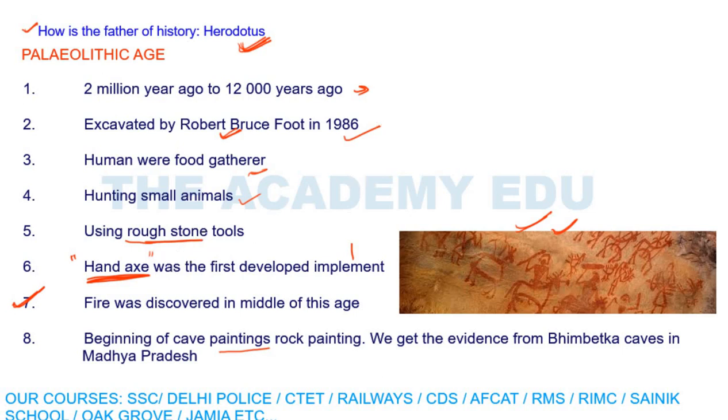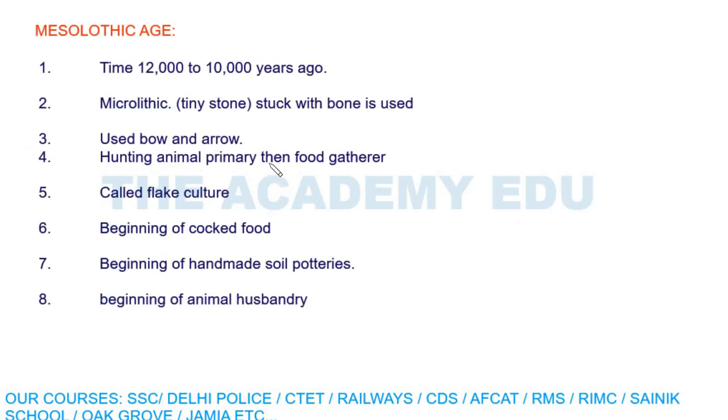Move to the next thing. Mesolithic Age. So the Mesolithic Age was the time between 12,000 to 10,000 years ago from today, you can say.